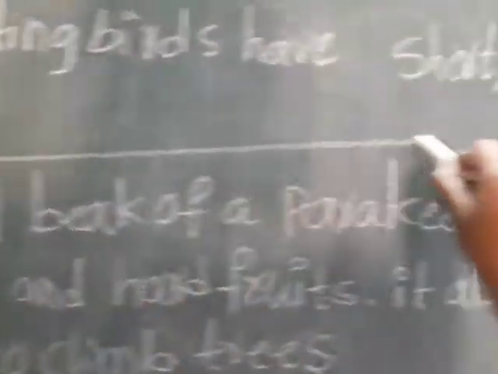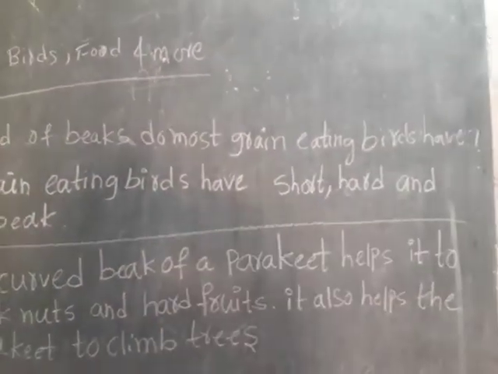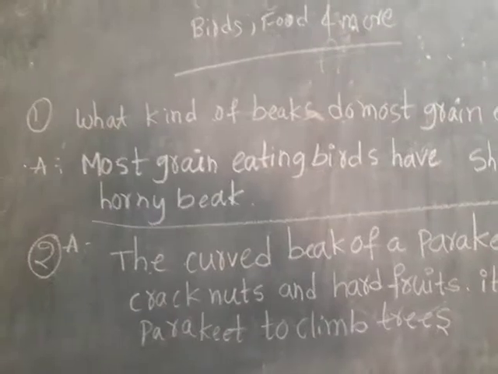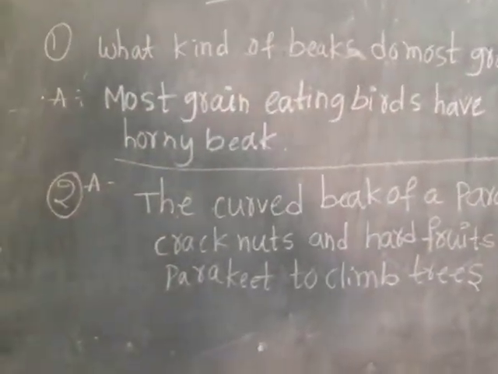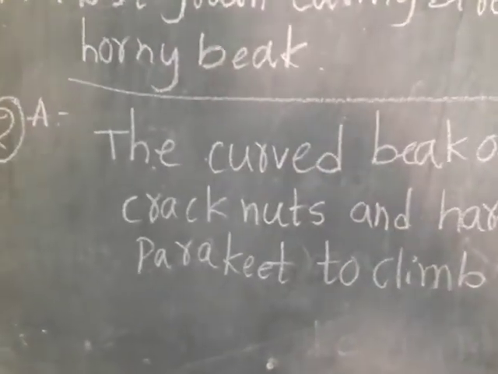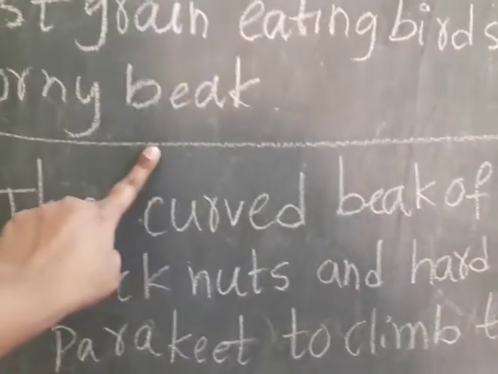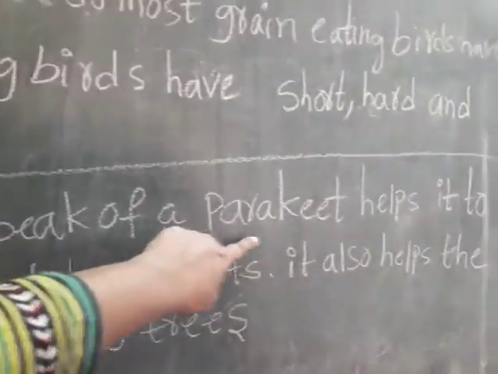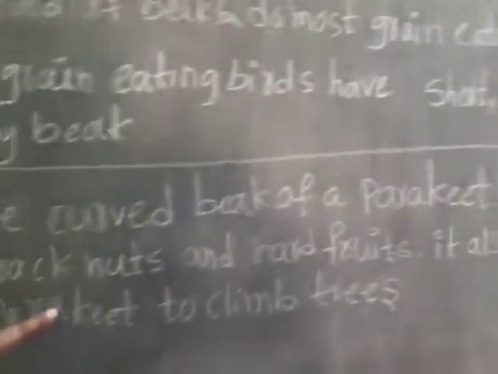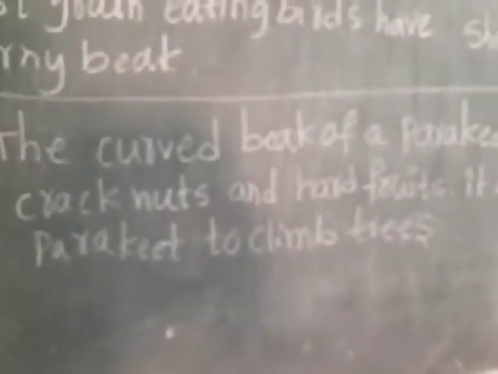It is the first question answer. What kind of beaks do most grain eating birds have? Most grain eating birds have short, hard and horny beak. Next, second question. What are the uses of the curved beak of a parakeet? You can write question here and after you can write answer. The curved beak of a parakeet helps it to crack nuts and hard fruits. It also helps the parakeet to climb trees.